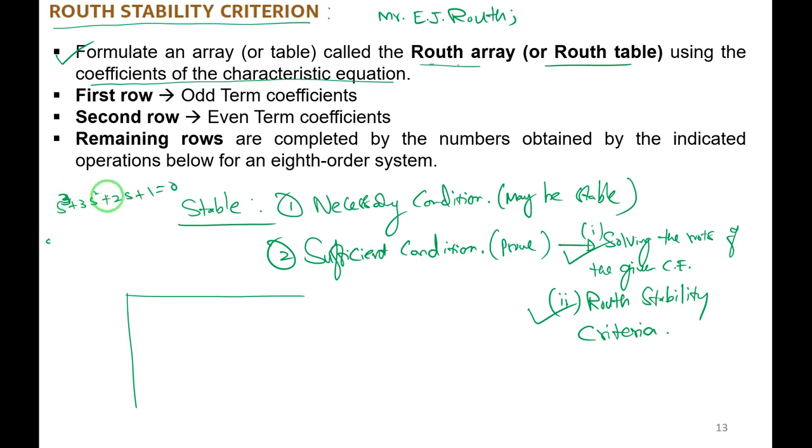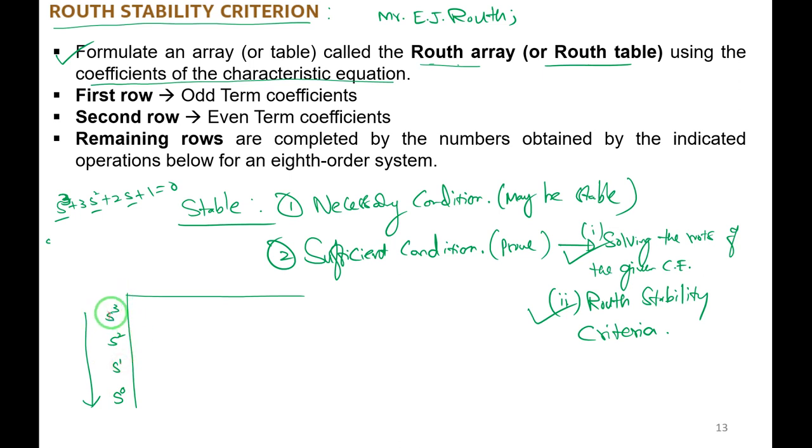S power 3, s square, s power 1, s, fine. Okay, so first I have to list out the highest power of s vertically like this: s cube, then s square, then s power 1, then s power 0.